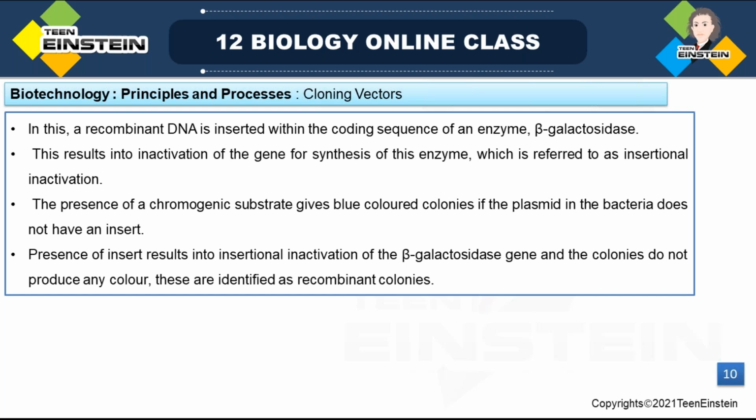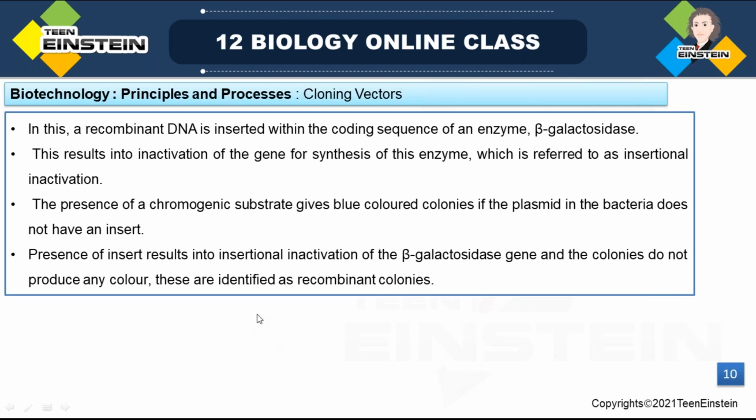But when something is inserted into that plasmid, or the gene of interest is inserted into that plasmid, it will lose the power to synthesize that enzyme. That means insertional inactivation is happening there. It is getting inactivated and that enzyme is not getting produced. If that enzyme is not there, it won't work with the substrate. There won't be any enzyme substrate complex in blue color. So when the insert results in insertional inactivation of the beta galactosidase gene, there won't be any enzyme substrate complex, and they do not produce any blue color.